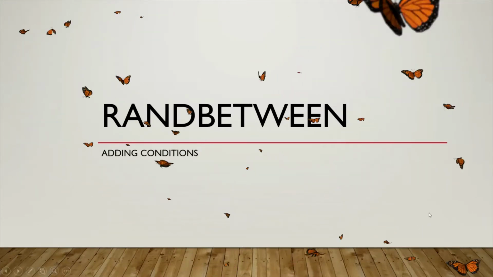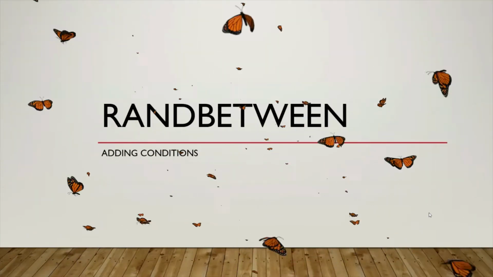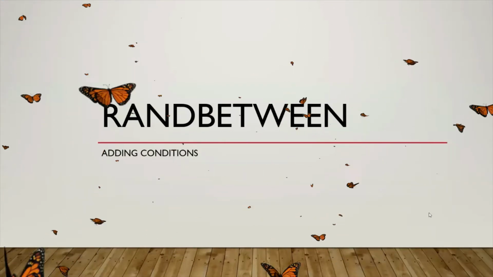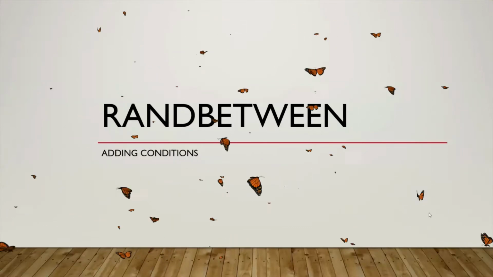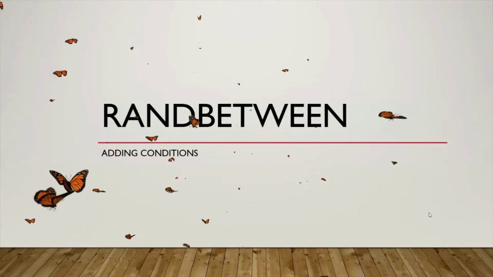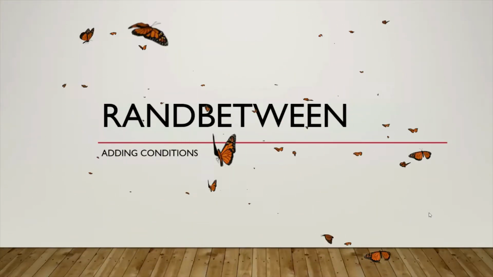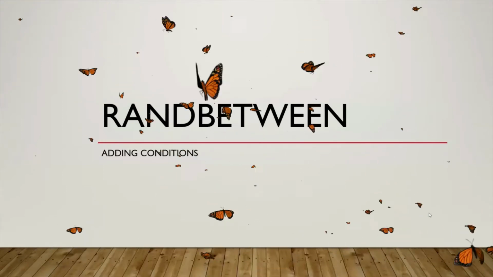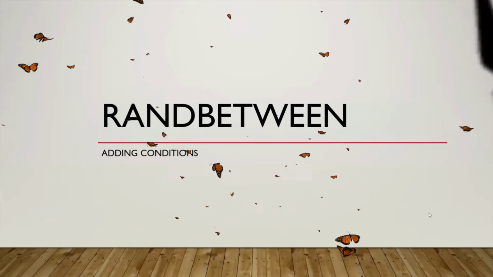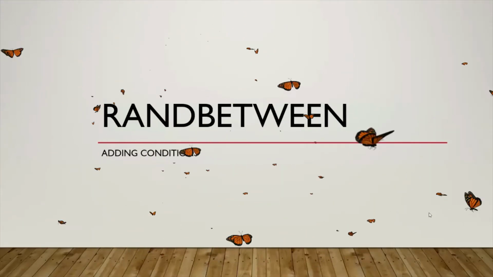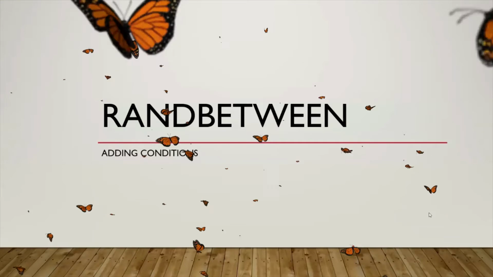Hello, and today we are going to learn about more functions for our MS Excel, and we are going to learn about RANDBETWEEN and adding conditions. So when we say RANDBETWEEN, it means that we randomly select a number between the numbers that we have chosen. So let us say in our given example, now we're going to create conditions for our generated random numbers.